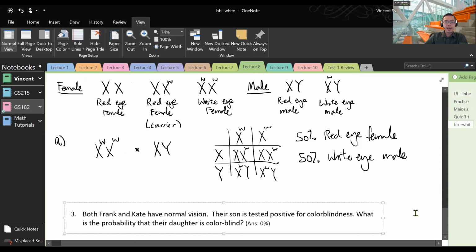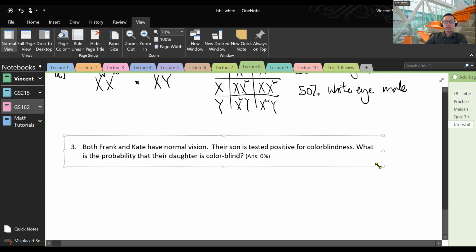Both Frank and Kate have normal vision. Their son is tested positive for color blindness. What is the probability that their daughter is colorblind? So color blindness is an X-linked condition. You should know that. So XX.